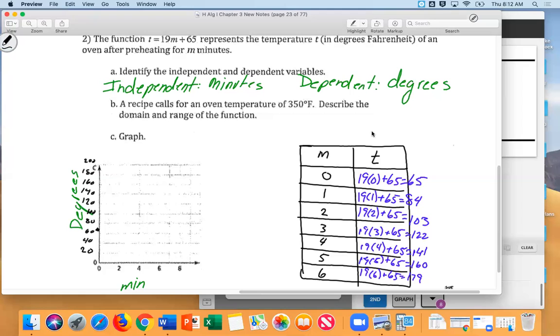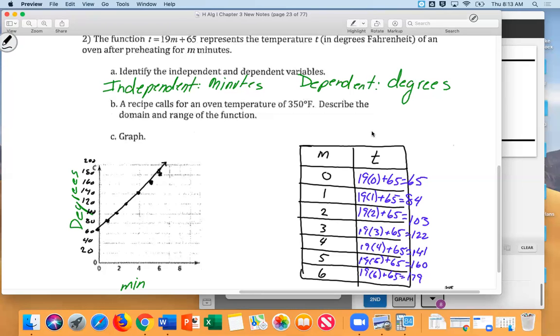1, I'm at 84. 2, I'm at 103. 3, I'm at 122. 4, I'm at 141. 5, 160. And 6, 179. Does everybody's graph kind of look like that?